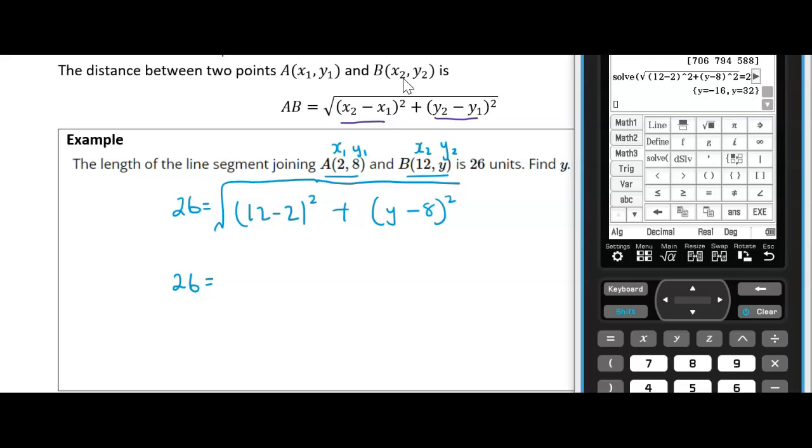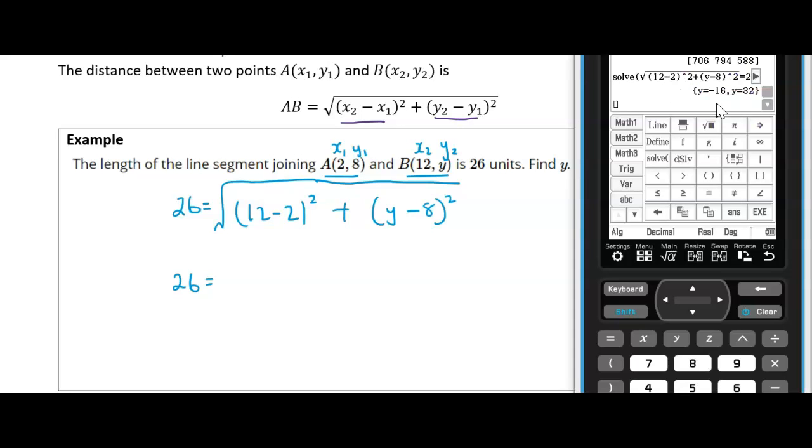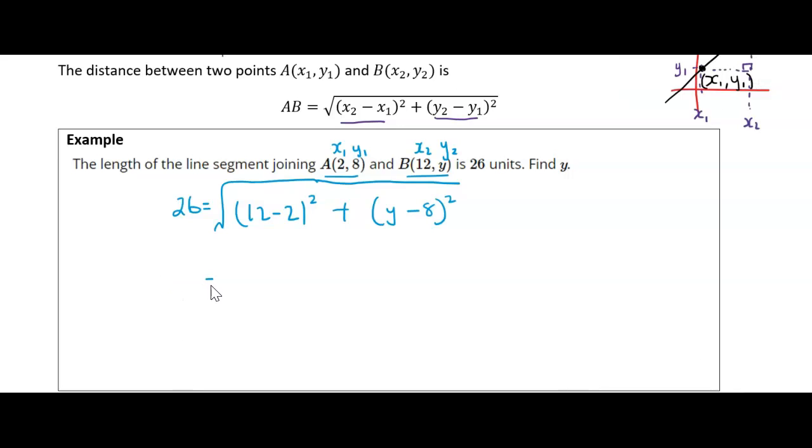All right, so we've got two values of y here, negative 16 and 32. If you're wondering which one to choose, you can use either negative 16 or 32, because the way that your line is, you can go either side. So y equals negative 16 and 32.